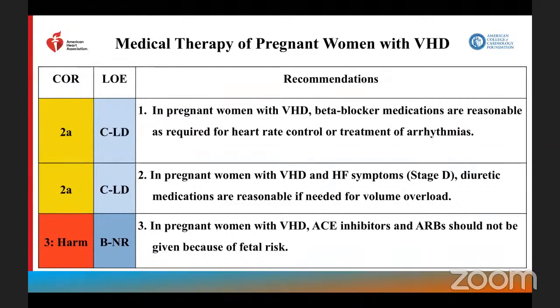Moving to medical therapy for pregnant women with valvular heart disease. In pregnant women with valvular heart disease, beta blocker medications are reasonable as required for heart rate control or treatment of arrhythmia as a class 2A. And in pregnant women with valvular heart disease and heart failure symptoms, stage D, diuretic medication are reasonable if needed for volume overload. It's a class 2A. But in pregnant women with valvular heart disease, ACE and ARB should not be given because of fetal risk. It's a class 3 because it does cross the placenta.